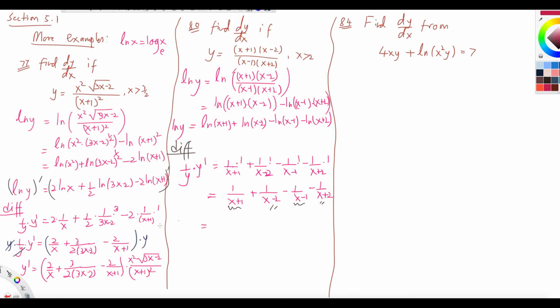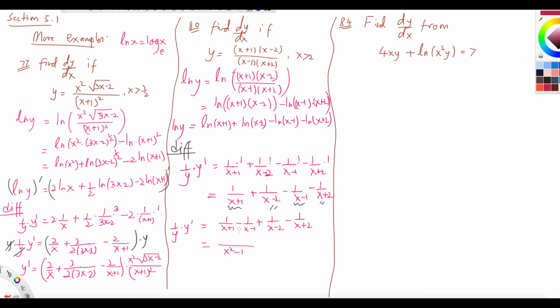Basically there is 1 over y times y prime. If you multiply both sides by y and then write the answer, that is also fine. But if you want to write it in a simpler form, or I would say compact form, that will look better, but it's fine to keep it like that. Okay, let me put them together: 1 over x plus 1 minus 1 over x minus 1 plus 1 over x minus 2 minus 1 over x plus 2, right? So if you multiply those, you will get x squared minus 1, right?